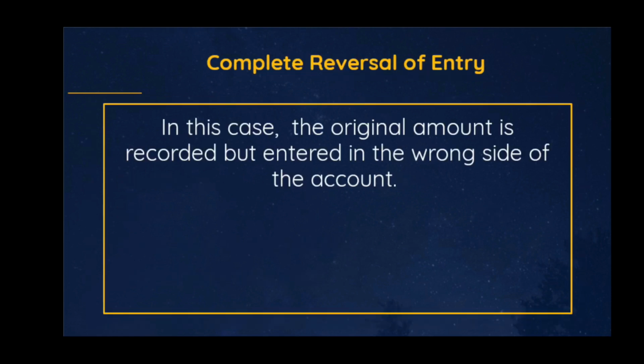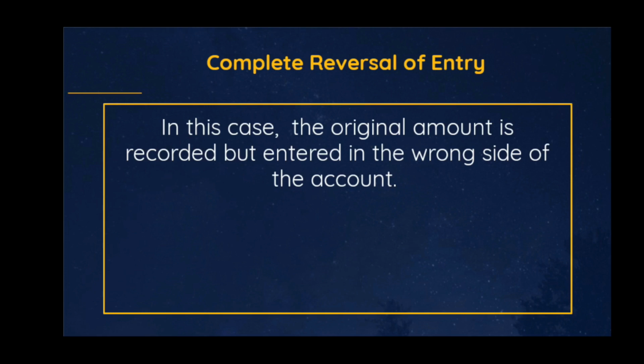So lastly, the complete reversal of entry. Under the complete reversal of entry, the original amount is used. The mistake is not from the amount, but it has to do with the posting, the side in which the entry is being posted. So a situation whereby an entry is posted on the wrong side of the account, an entry that's supposed to be debited is credited, and the double entry principle is completed under that with that method.